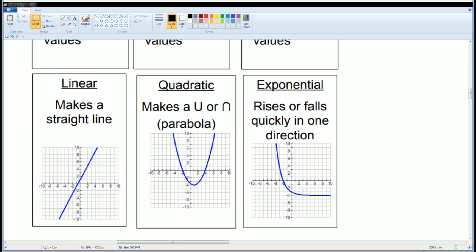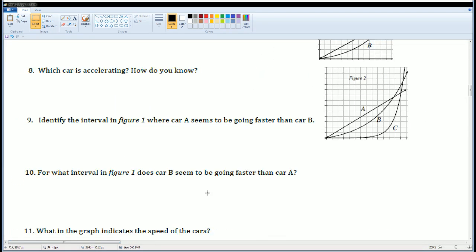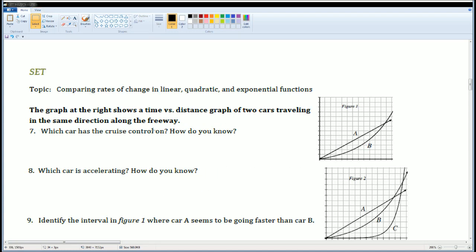Right. Okay. All right. So now actually let's work through the problems using these notes. Okay. All right, so the graph on the right shows the time and distance of 2 cars traveling along the same freeway. Which car has cruise control on, and how do you know? Okay, this is a horrible question because maybe some of you don't know what cruise control is. Cruise control is when your car goes at a steady rate. You can set your cruise control to like 65 miles per hour on the freeway, on the highway, and your car will maintain that speed without you pressing on the pedals.